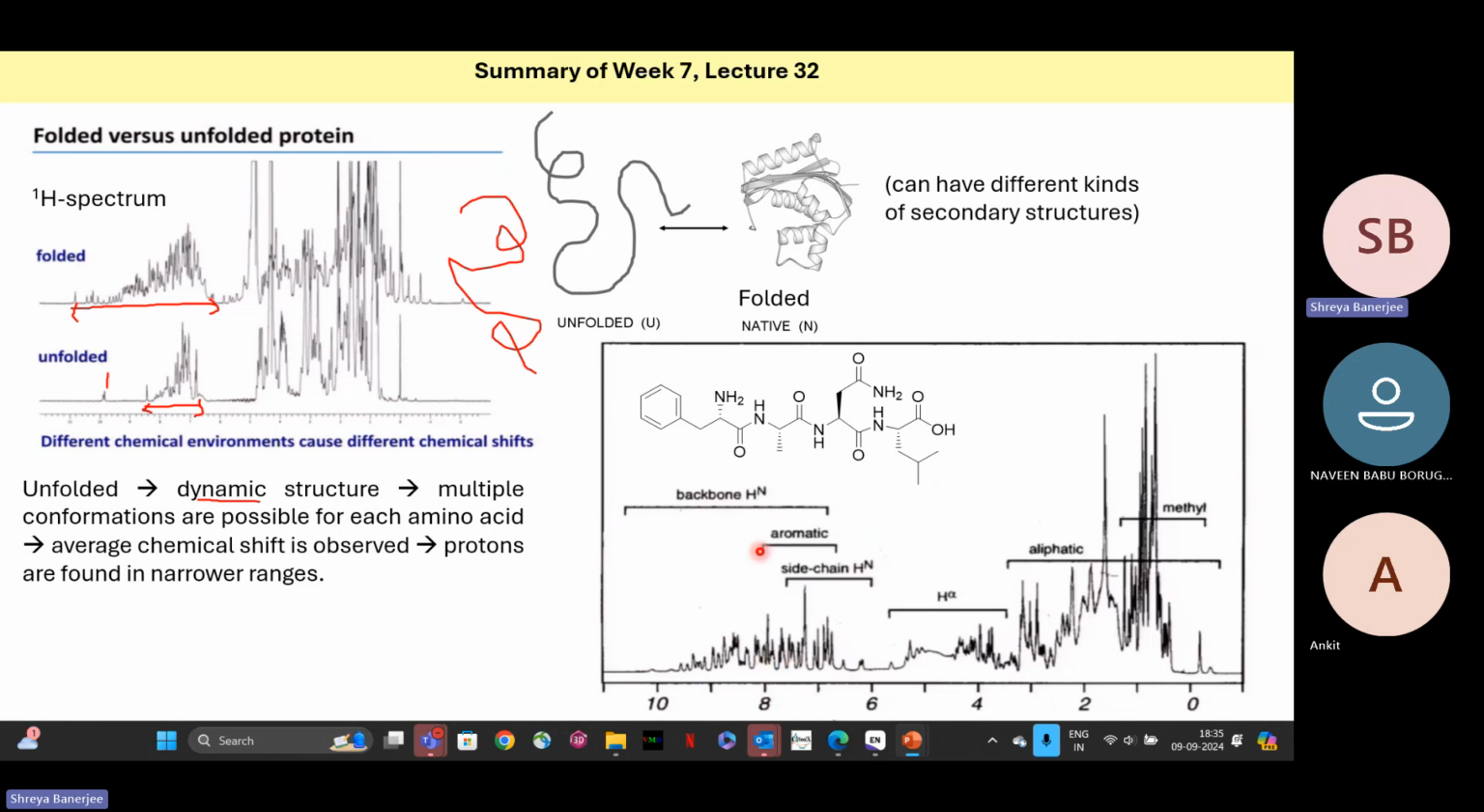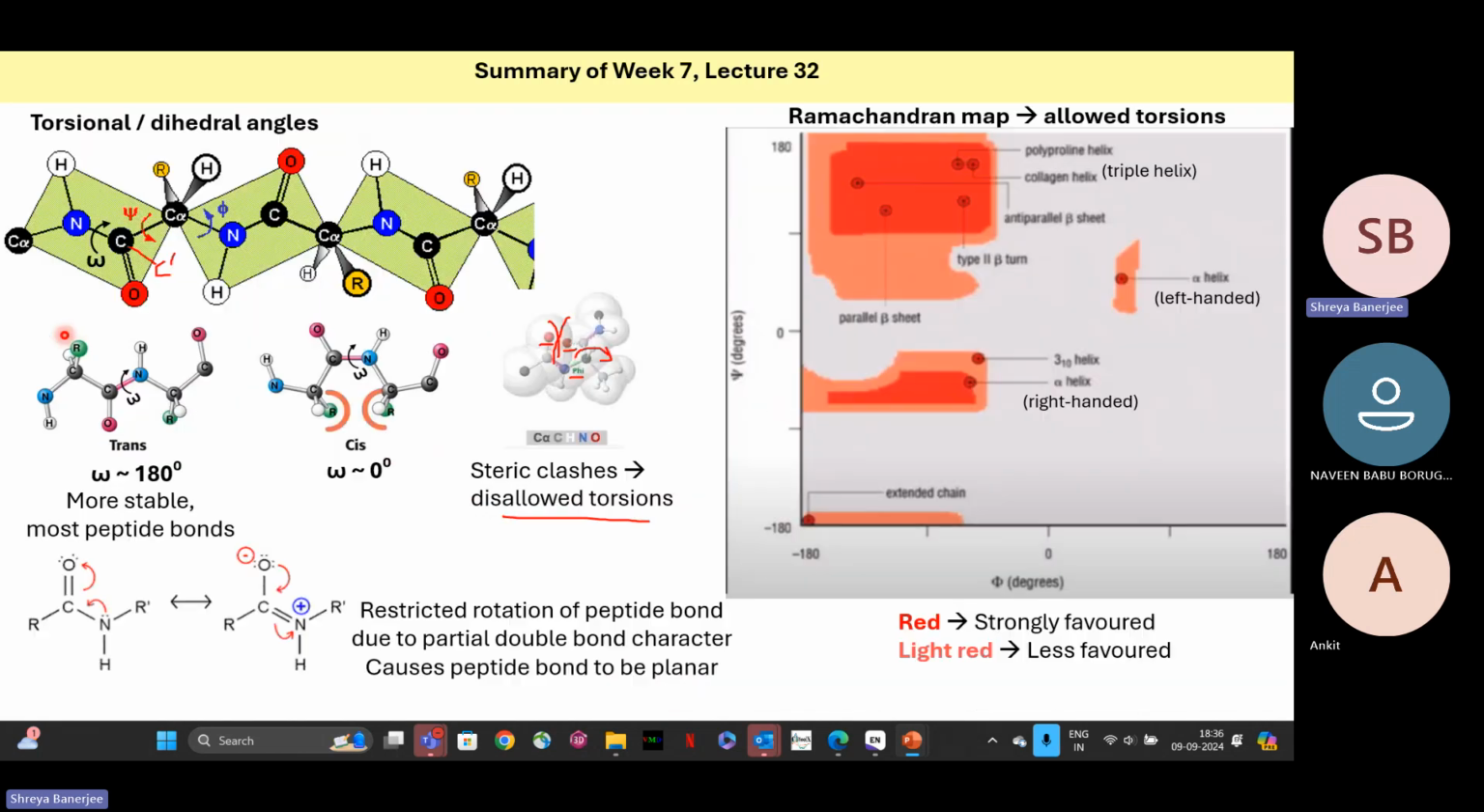Then you have an aromatic region from around 6.8 to 8. Aromatic protons are basically, while discussing the amino acids, we discussed the ones which have aromatic side chains. Here phenylalanine is shown. So the phenylalanine protons will appear in this region. Then you have another region around 6 to 7.6 or so, where the side chain amide groups appear. So which are the side chain amide groups? We know asparagine and glutamine.